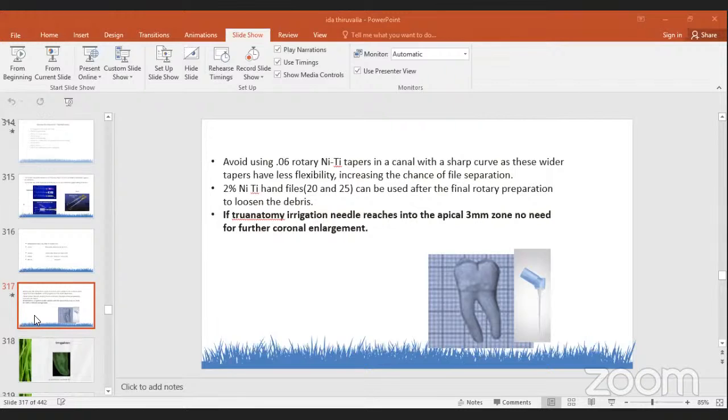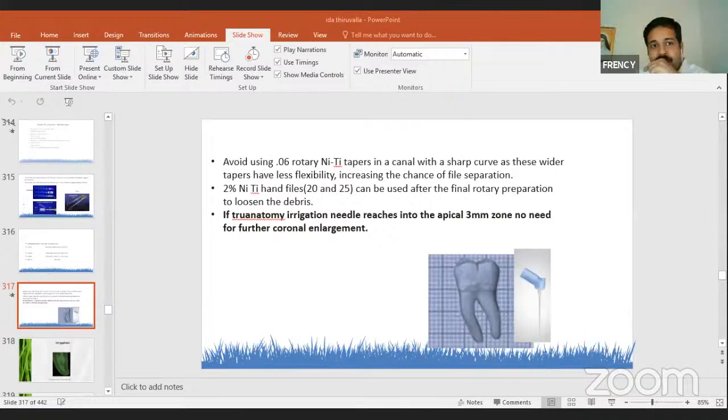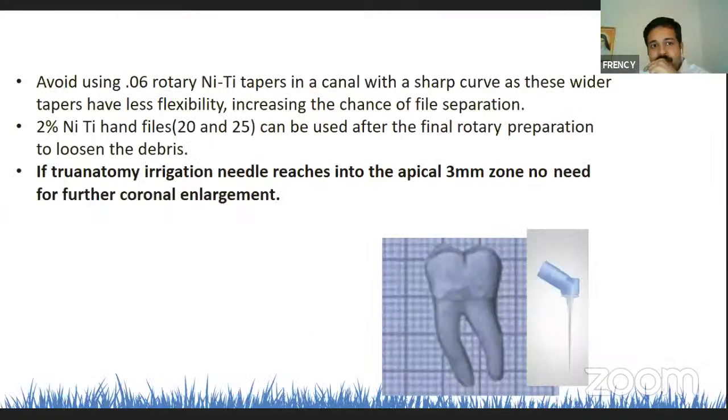Tapers in canals with sharp curvature. If it is a very narrow canal, it is preferable to go with 4% taper files. Also you can use 2%, 20 and 25 files after the final rotary preparation to loosen the debris. So there is no need for further coronal enlargement.